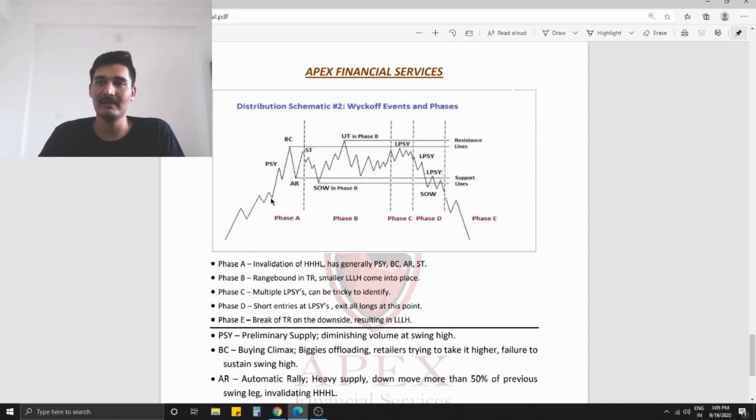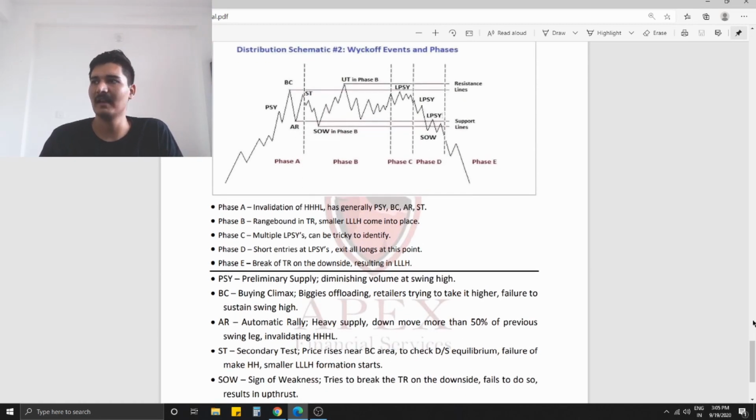If it breaks that, then you cannot apply the phase A origin at that point. Then we move on to the ST. ST is the same as the one that we had, which becomes the secondary test.